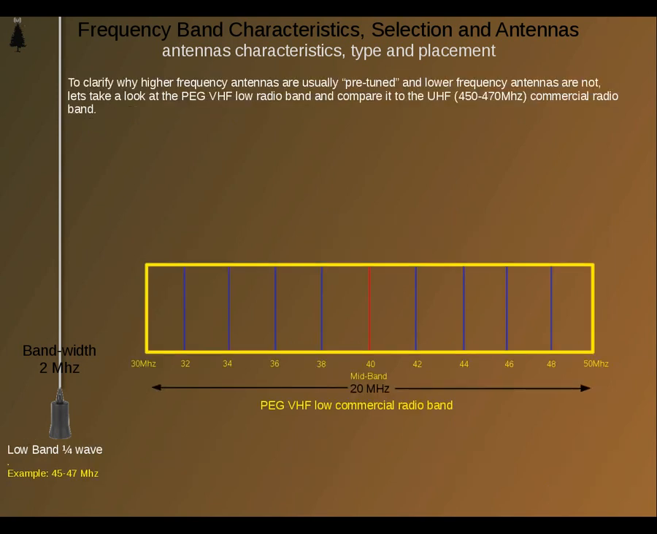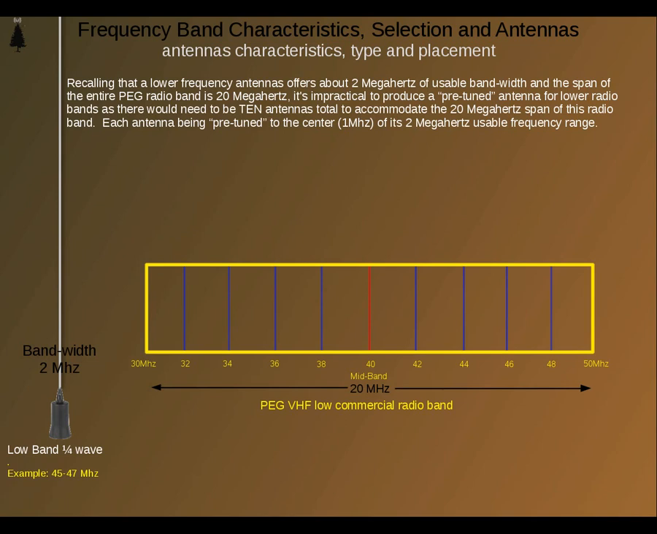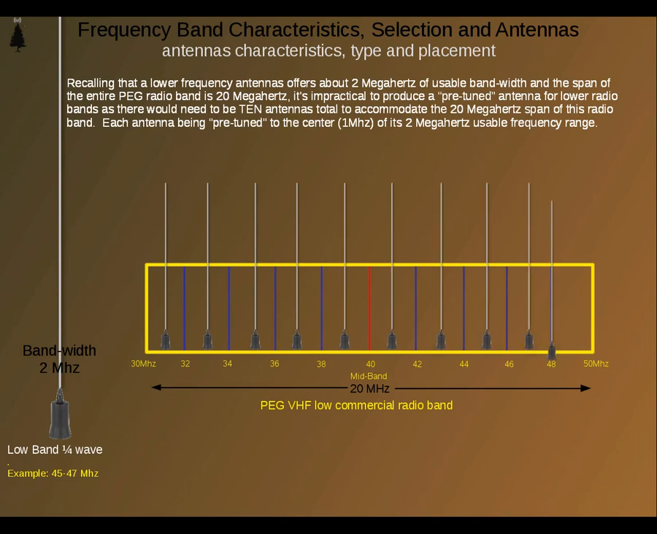To clarify why high-frequency antennas are usually pre-tuned and lower-frequency antennas are not, let's take a look at the PEG VHF low radio band and compare it to the UHF commercial radio band. Recalling that a lower-frequency antenna offers about 2 MHz of usable bandwidth, and the span of the entire PEG radio band is 20 MHz, it's impractical to produce a pre-tuned antenna for lower frequency bands, as there would need to be 10 antennas total to accommodate the 20 MHz span of this radio band, each antenna being pre-tuned to the center of its 2 MHz usable frequency range.